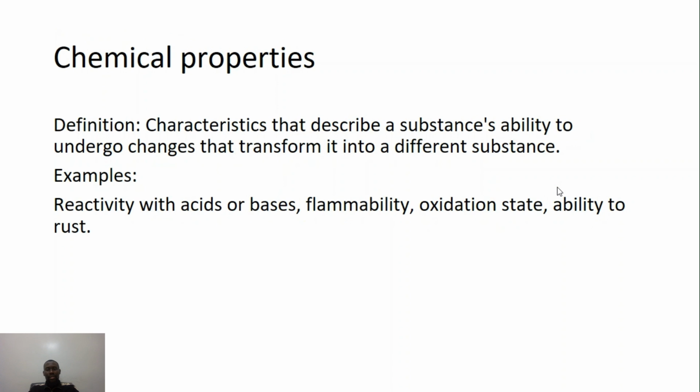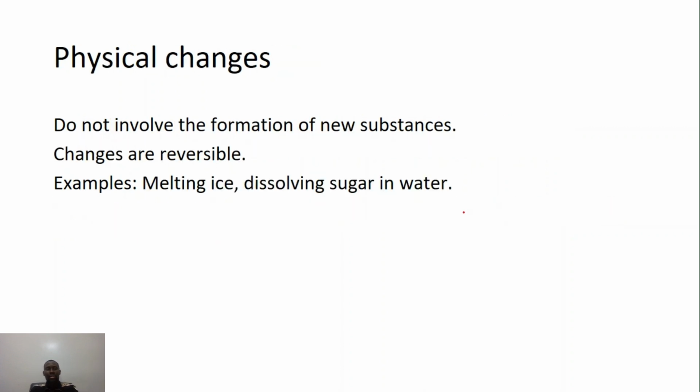Chemical properties describe the substance's ability to undergo changes either by itself or in combination with other substances. And usually, chemical properties have to do with changes that transform a substance into a different substance. And one of the chemical properties that we talk about for every matter is the reactivity with acid, base, the flammability, the oxidation states, and also the ability to rust. All these are chemical properties.